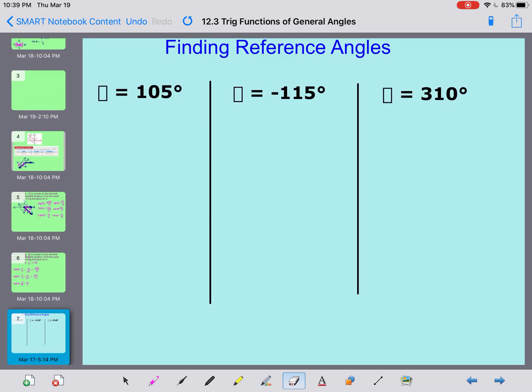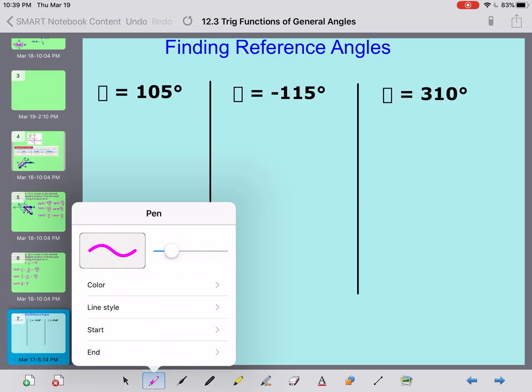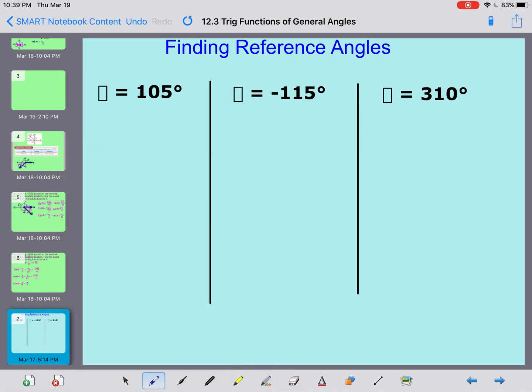Okay, the next part is finding reference angles. This is part 2 of the lesson, kind of changing gears a little bit, talking more about what those reference angles are. So this is supposed to be a theta symbol. When I convert from the smartboard on my MacBook to the iPad, some symbols don't come out, so I apologize for that. Okay, so reference angles we just talked about before. I drew the picture for you.